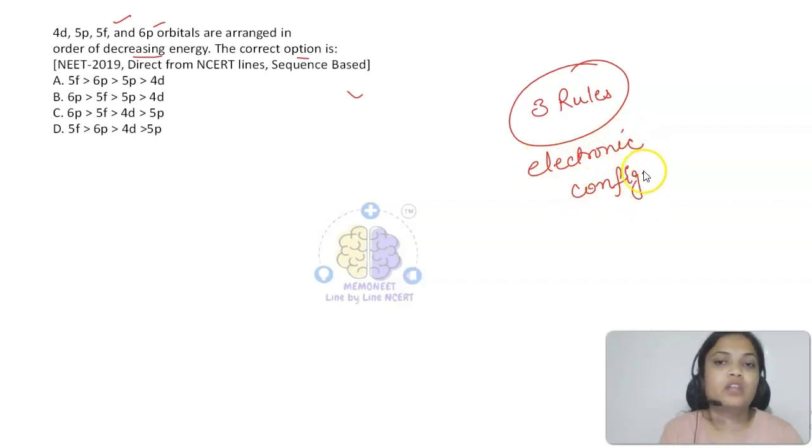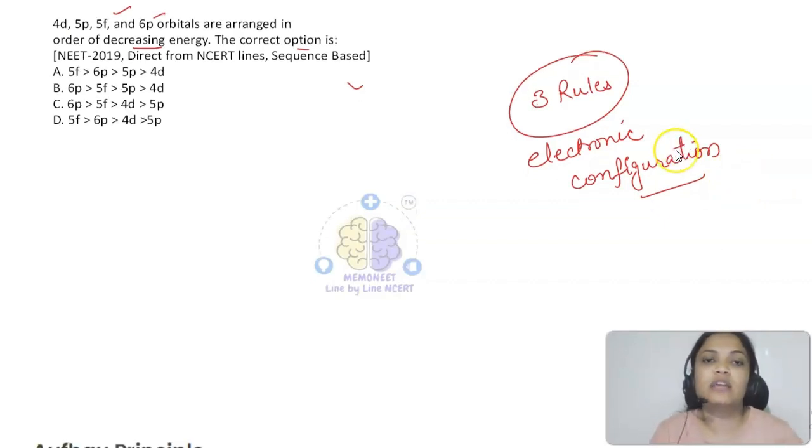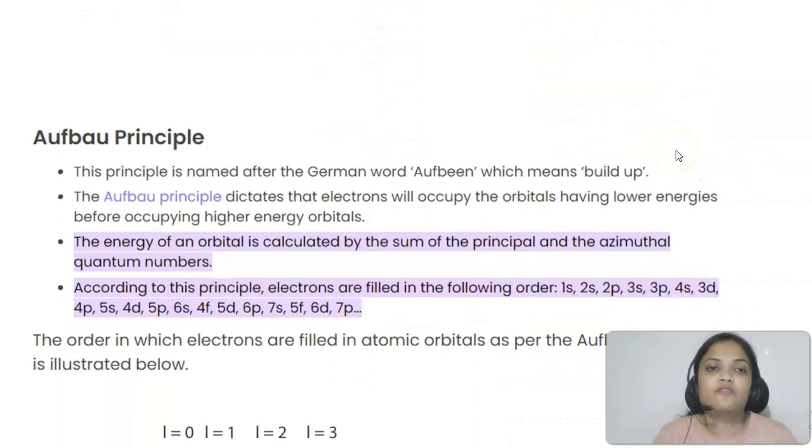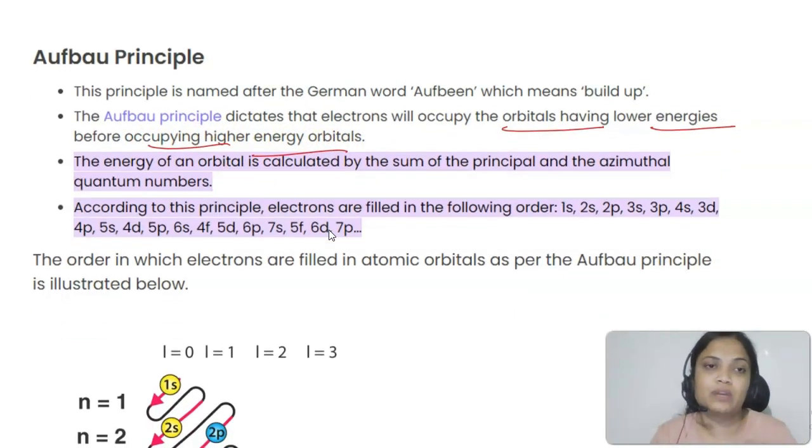Okay. Because now we have understood about the quantum mechanical model, we have understood about the quantum numbers. So it is important for us to know how to write the electronic configuration. So there are 3 rules that govern that. The first one is Aufbau's principle. Now Aufbau's principle says that the electron will occupy the orbitals having lower energy before occupying the higher energy orbitals. It means that the lower energy orbitals will be filled first and higher energy orbitals will be filled only after them.